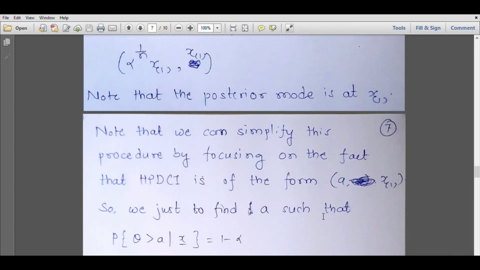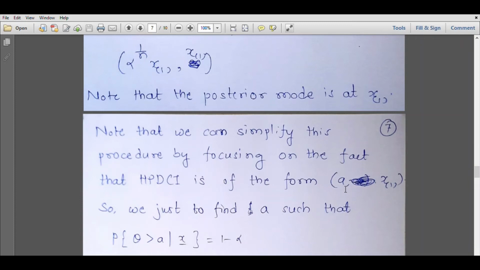So now we simply want to find A such that this is exactly equal to 1 minus alpha. Now why are we happy with this only? Why don't we try to adjust A? So notice that HPDCIs are always the intervals having minimum length. Now here the upper limit of the interval is fixed. So automatically I cannot have multiple constants, say A1, A2, A3, such that each of them has probability 1 minus alpha. So for example, suppose I have A1 less than A2, and I'm considering two intervals.